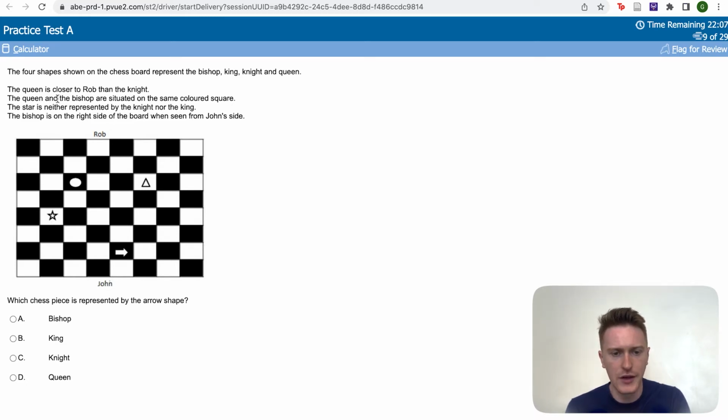The queen is closer to Rob than the knight. So if we're looking from Rob's perspective, this is the queen, so this one must be the knight. And which shape is represented by the arrow? Well, that must be the knight. Fantastic.